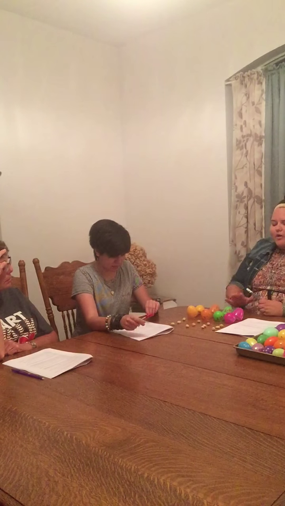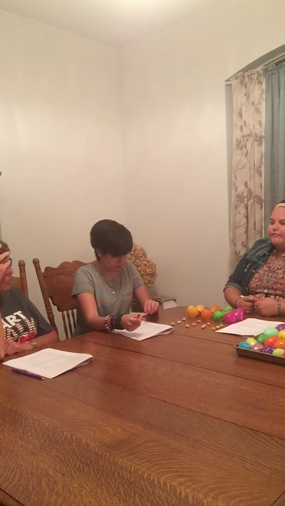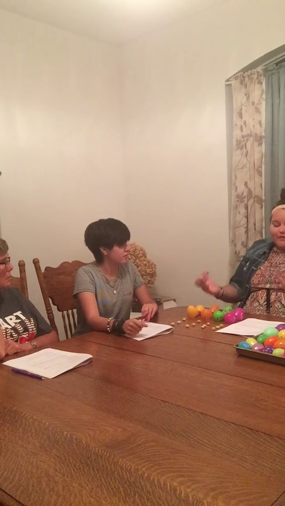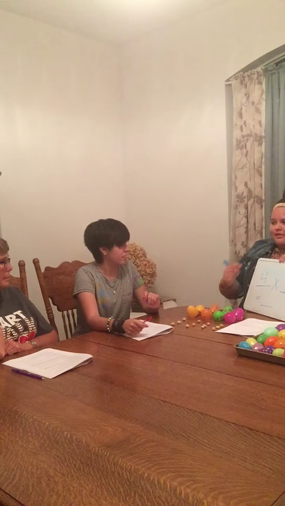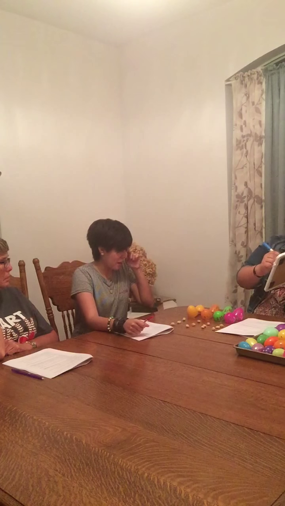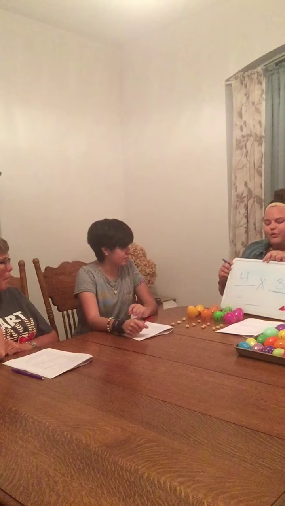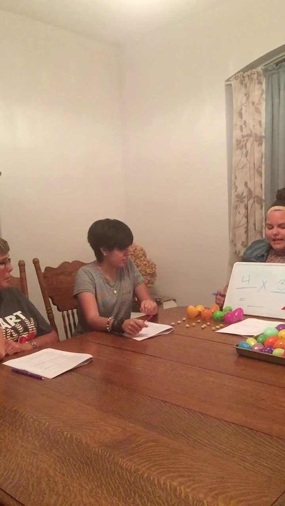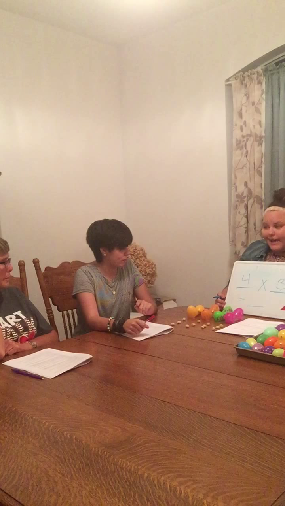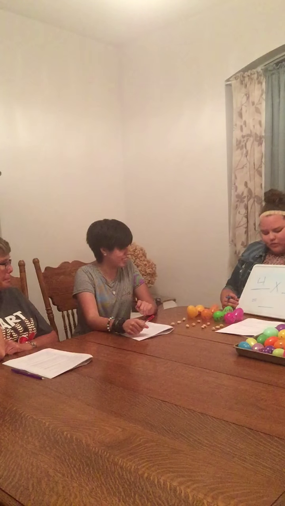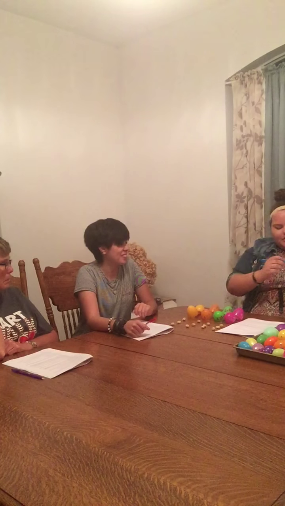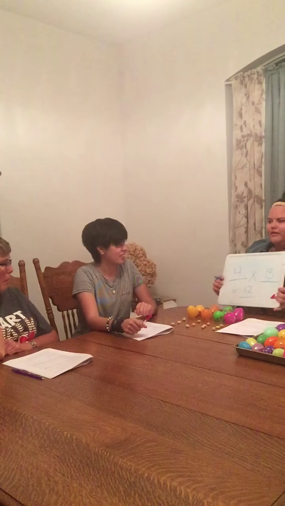Okay, so how many beads were in each egg? 3. And so that was an unknown number, right? Yes. So that would go in which blank? The quantity, right? And so when we put all of our beads out on the table and we count them up, how many do we get? 12. That's right. So that is called our what?